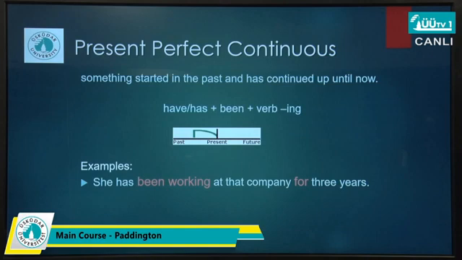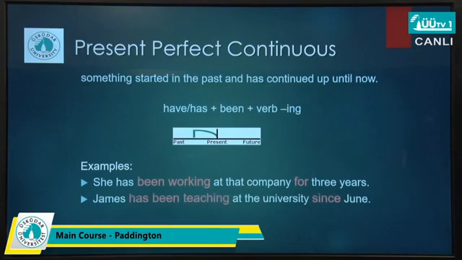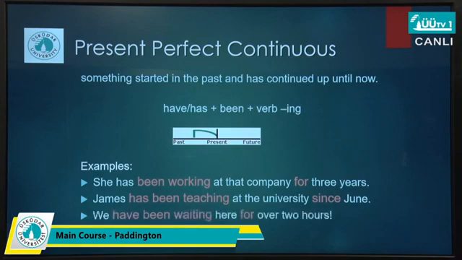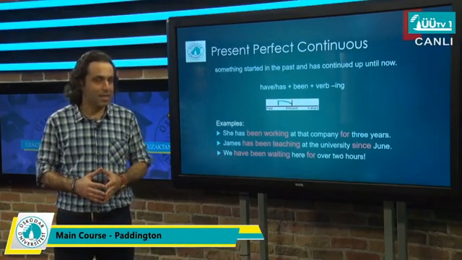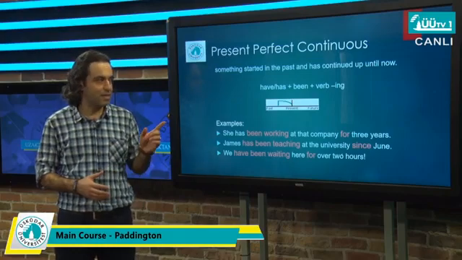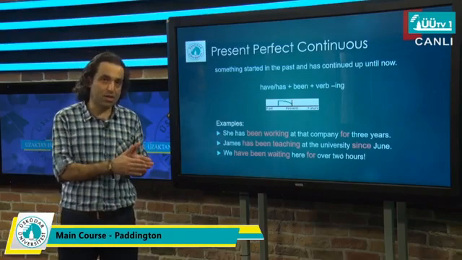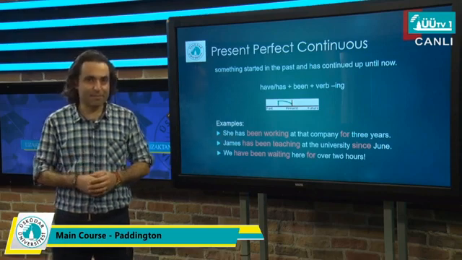She has been working at that company for 3 years. So it means that she started working at that company in the past and still she's working over there. The other example, James has been teaching at the university since June. And we have been waiting here for over 2 hours. So as I have mentioned, unlike simple present perfect, in present perfect continuous, as you can see in that picture, the action starts and comes to present tense.